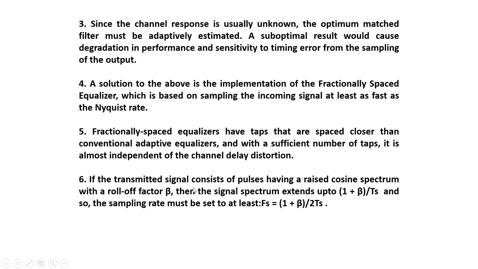If the transmitted signal consists of pulses having a raised cosine spectrum with a roll-off factor beta, then the signal spectrum extends up to, that's the width of the signal spectrum, 1 plus beta divided by the sampling time Ts. And what about the sampling rate? The sampling rate must be at least 1 plus beta divided by twice Ts. So that's the equation that you will have to use for the fractionally spaced equalizers.